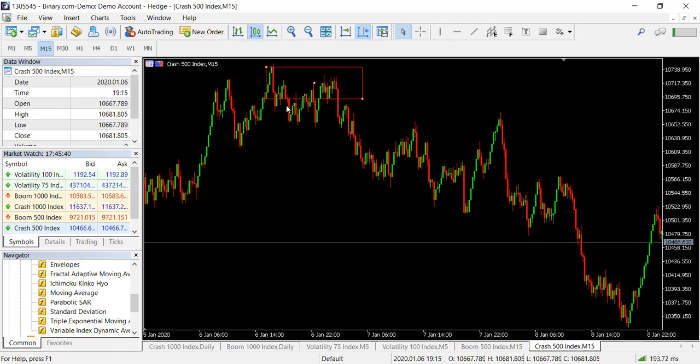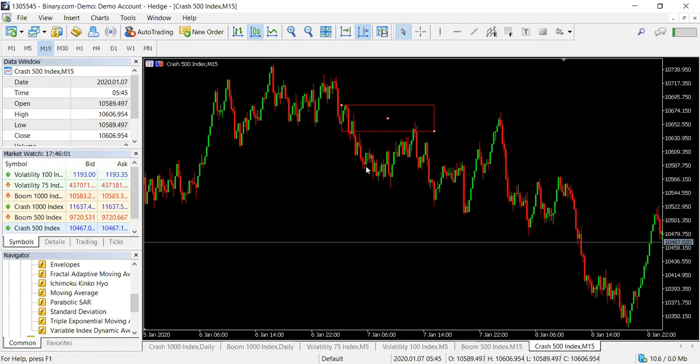I enter. It crashes. But if I'm the type that wants to hold, as long as this one has not been taken out, I will hold, because it has a lot of pips that it wants to give out. So I'll just hold. You have another opportunity here.